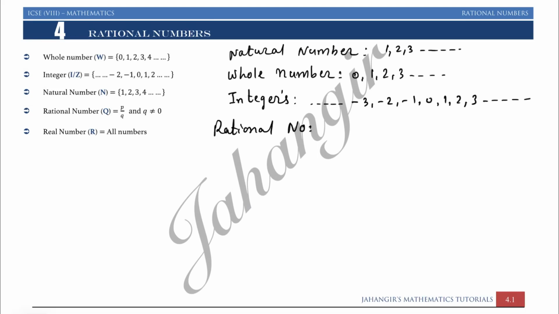A rational number is any number which is in the form of a fraction, that is p by q form. P by q where q cannot be equal to 0. If the denominator is equal to 0, that means it is undefined. So the denominator cannot be equal to 0 in a rational number.